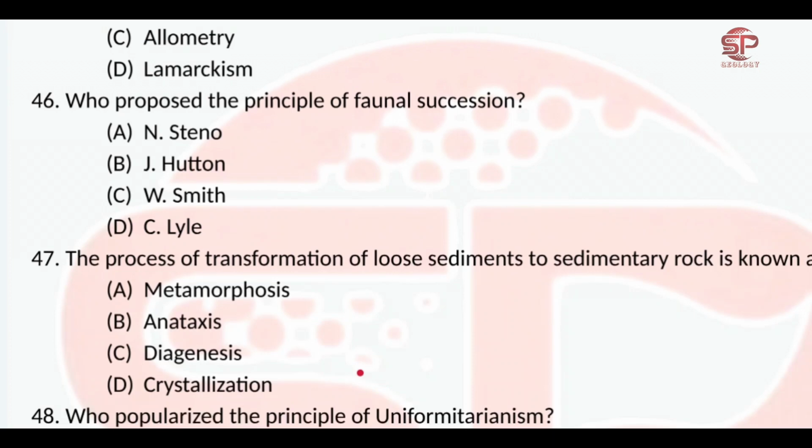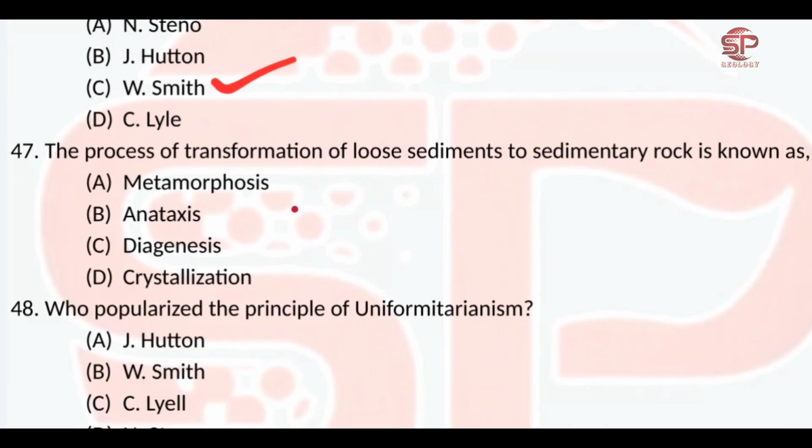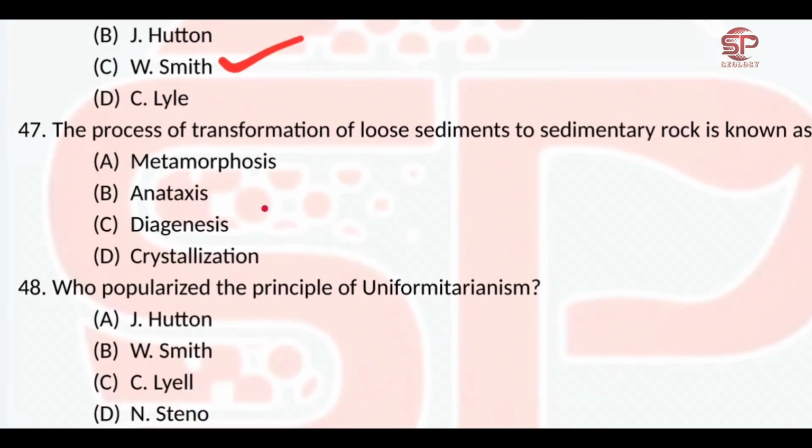Who proposed the principle of faunal succession? Faunal succession is given by Smith, which is based on the evolutionary trend of organisms. The process of transformation of loose sediment to sedimentary rock: when loose sediments are deposited, they are lithified, compacted, then converted to sedimentary rock. It is called diagenesis.